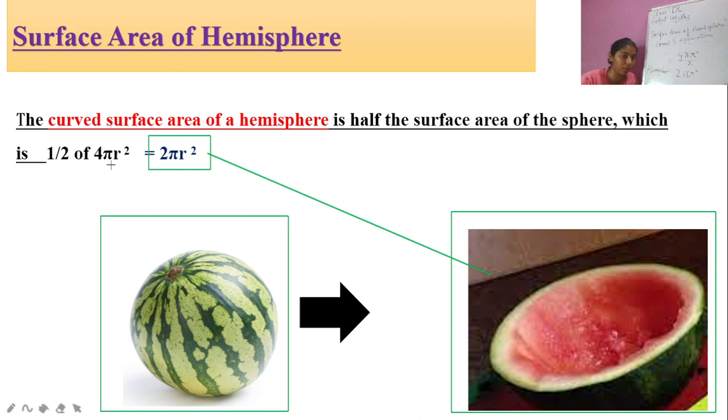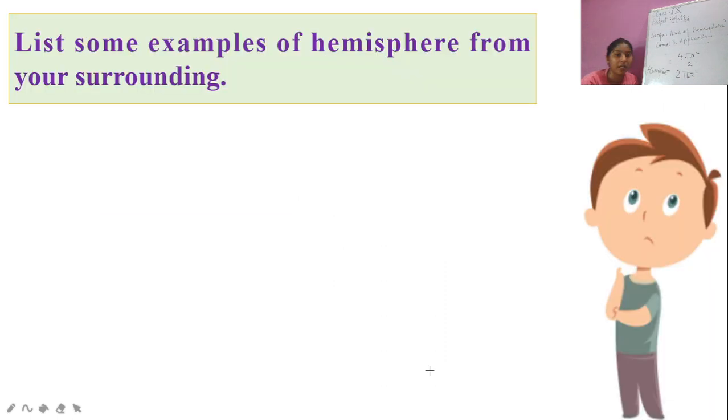Okay, now students, you have to list some examples of a hemisphere from your surroundings. Where do you find some hemispheres? Where do you observe these kinds of shapes in your surroundings? Yes, do you find any shapes? Okay, so I have put in some shapes of a hemisphere. Let me show you. See, first you can see this is a bowl, right? So it is the shape of a hemisphere, right?